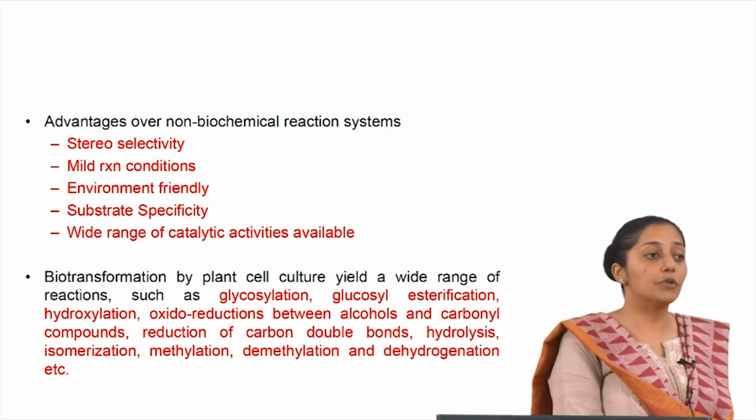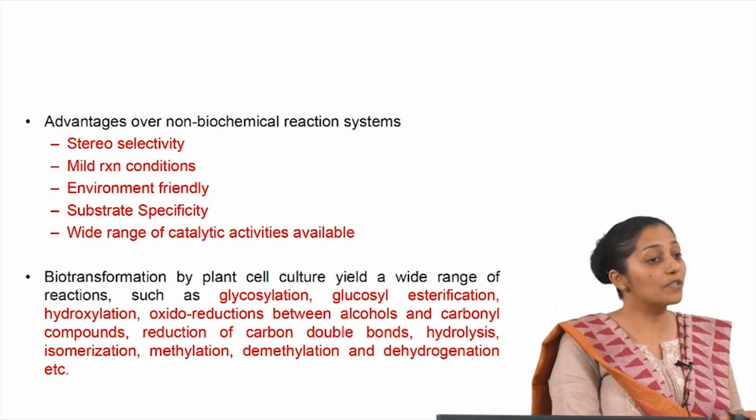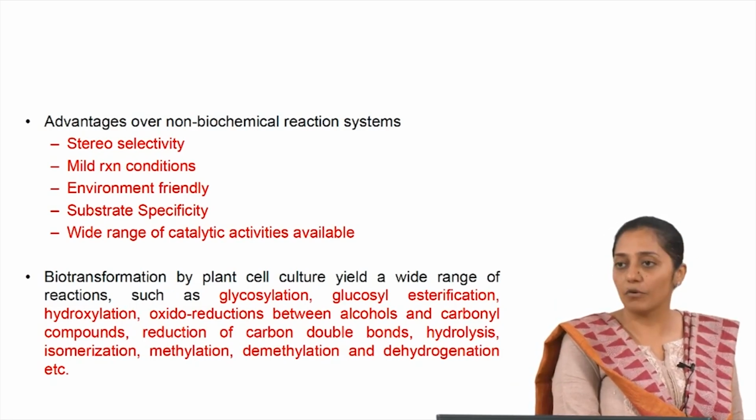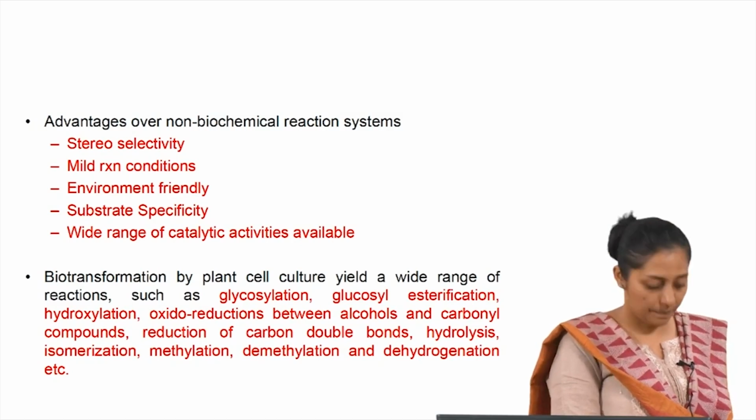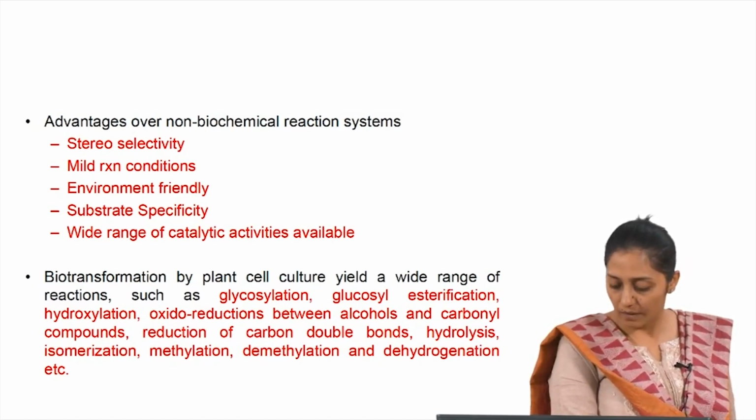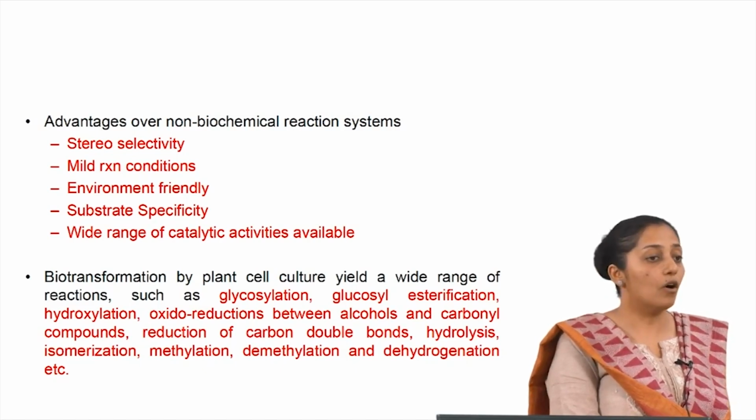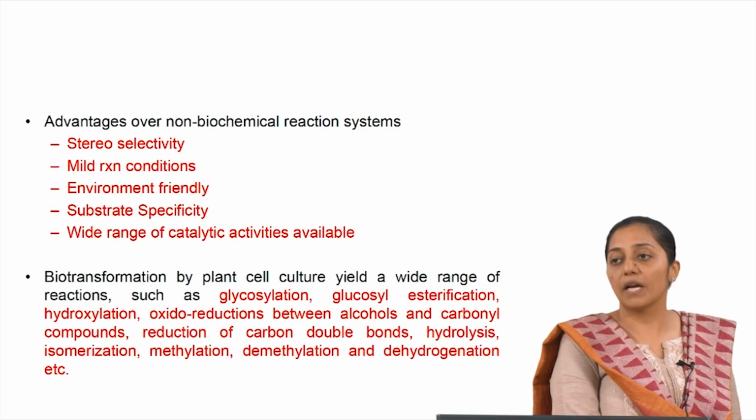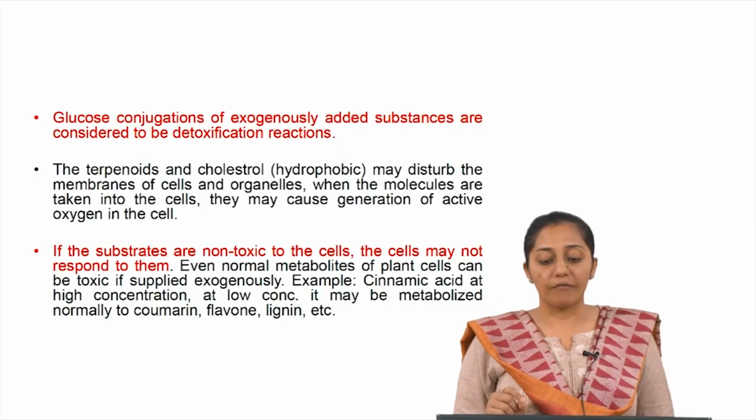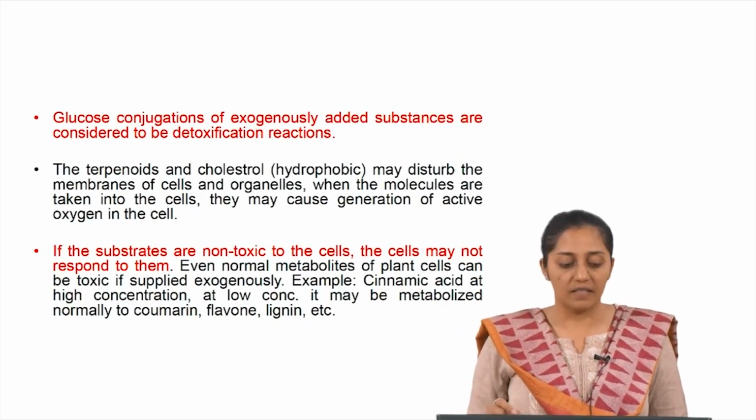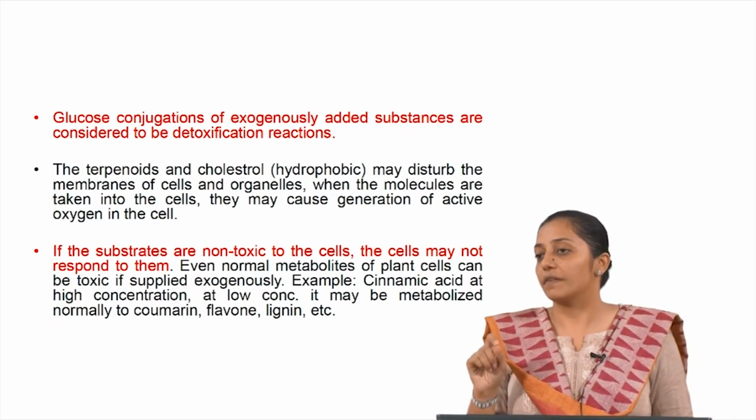Now, therefore, when you use plant cells versus chemical synthesis, plant cells can produce the natural form of alpha tocopherol, whereas chemical synthesis leads to a racemic mixture. Even methylation, demethylation, dehydrogenation, all these reactions also come under biotransformations. Now, glucose conjugations of exogenously added substances are generally considered to be detoxification reactions.